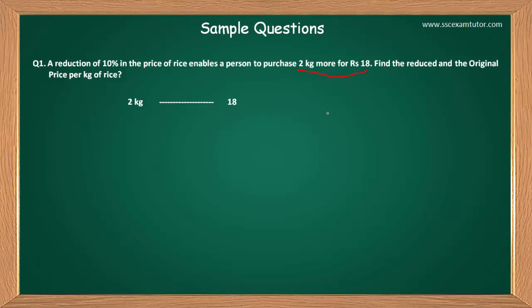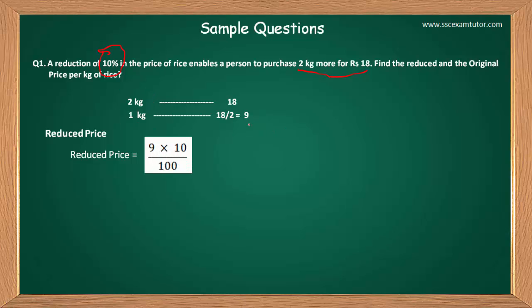So the price of 1 kg will be 18 upon 2, that is 9. So when you are asked to find the reduced price, just consider this 10% and solve the question using it. Let's see how. So 9, that is the price of 1 kg, and 10% is equal to 10 upon 100, and just solve this and you will get 0.9 per kg. That's the answer when you are asked to find the reduced price. Okay, so what to do when you are asked to find the original price?